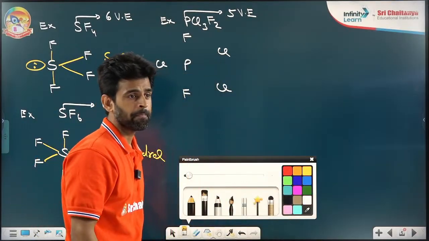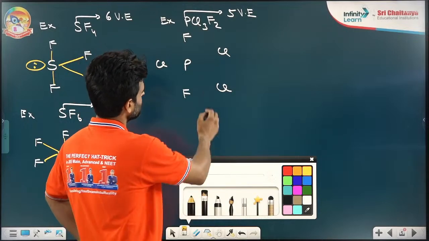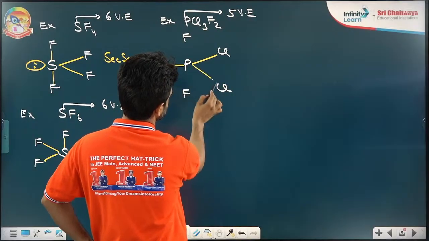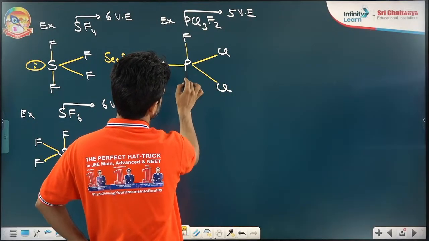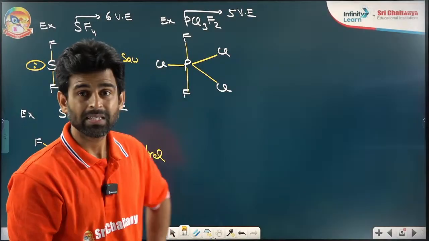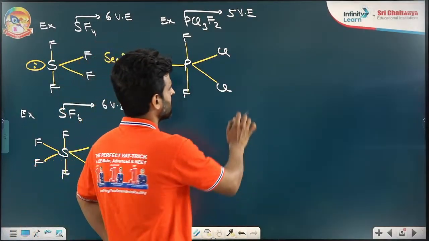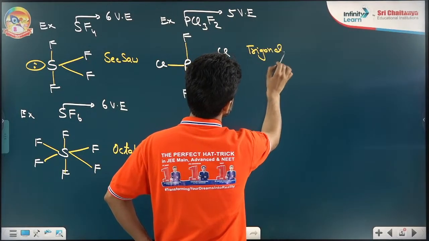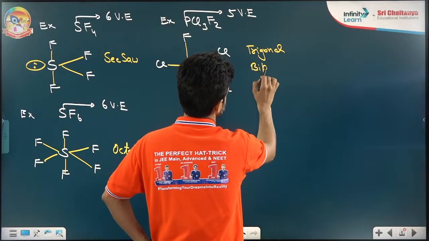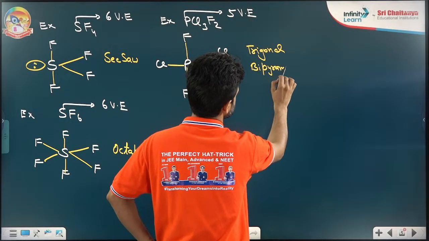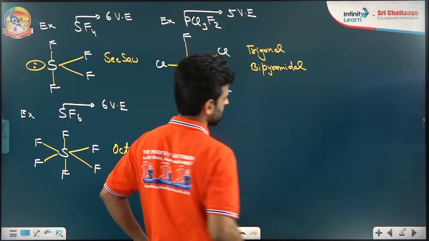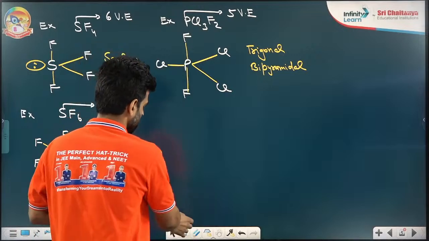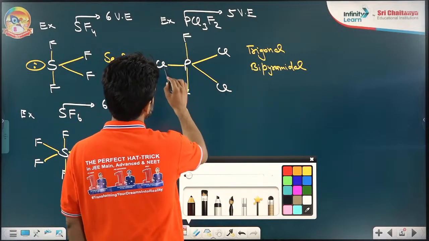Nothing tough, right? In this case, chlorine as surrounding makes how many bonds? 1 bond, 1 bond, 1 bond. Fluorine makes how many bonds? 1 and 1. This is the structure. Very easy. It is the shape, you can tell me. It is trigonal bipyramidal, right?